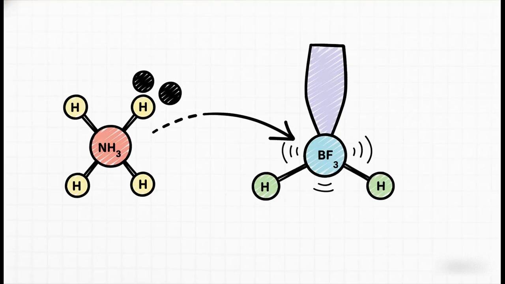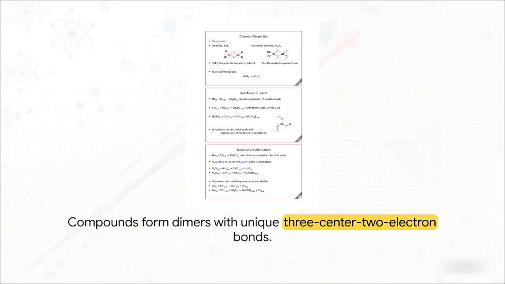First up, group 13. These elements, like boron and aluminum, are defined by one thing. They are electron deficient. See, with only 3 valence electrons, they have a vacant p orbital, even after they form 3 bonds. This makes them absolutely hungry for an electron pair, which is the literal definition of a Lewis acid, an electron pair acceptor. So how do they solve this problem of being electron deficient?